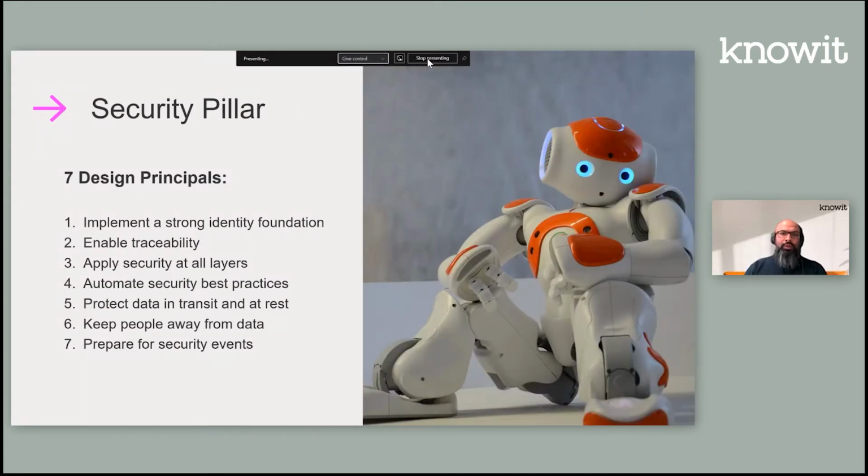Then is the security pillar. It has 7 design principles, more or less focused on identity. As we all know, identity is the new perimeter, unlike the network, which used to be the perimeter on-prem. And it focuses on logging and also applying security at all layers.